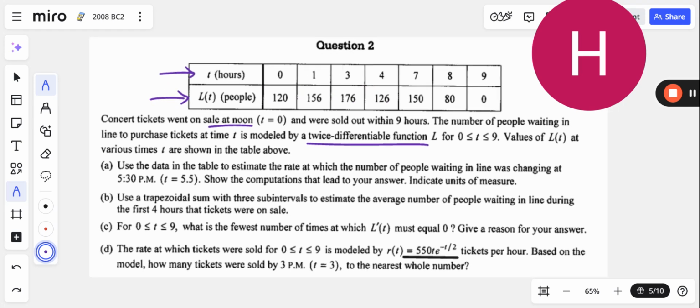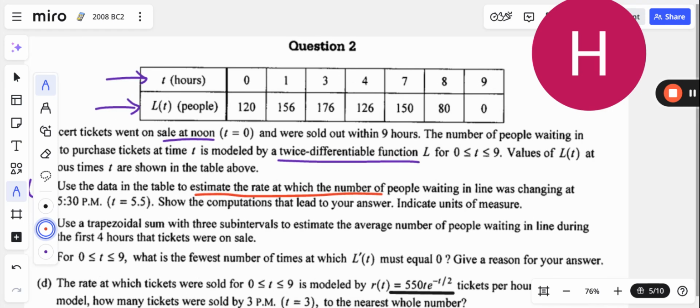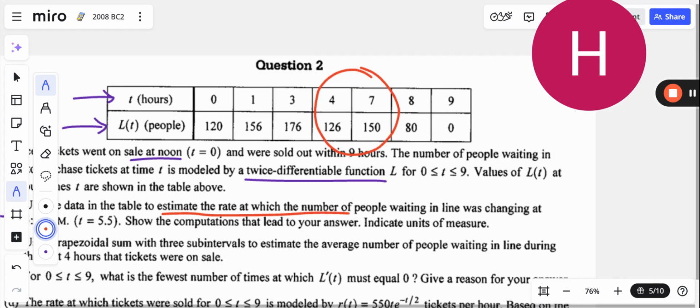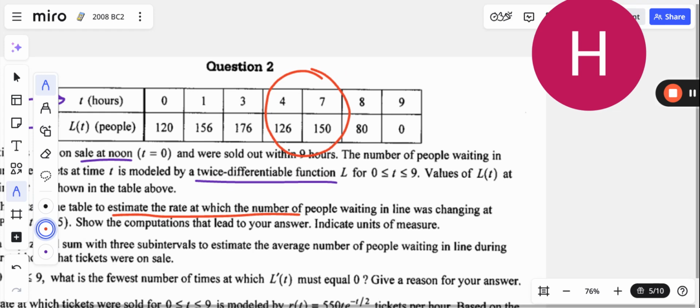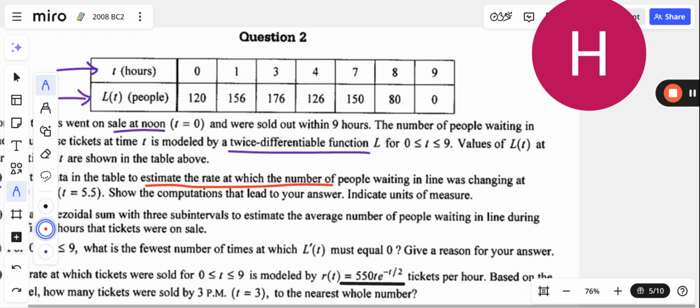Okay, let's look at part A. Use the data in the table to estimate the rate at which the number of people waiting in line was changing at 5:30, at 5.5. Well, we don't have information about 5.5, but we have symmetric information on both sides of 5.5. So we can take the average slope, and that's our best approximation for the slope at 5.5, because they're asking about the rate, which basically means estimate L prime of 5.5.